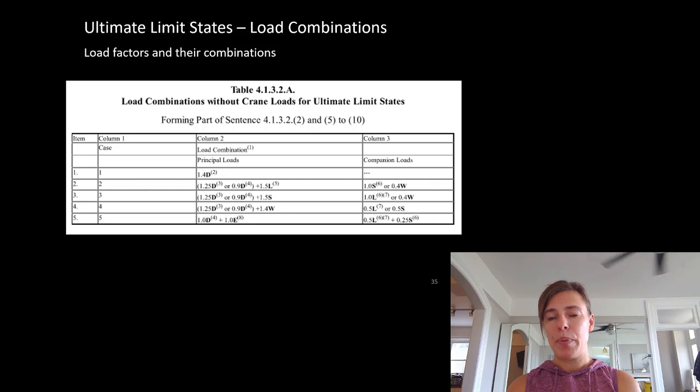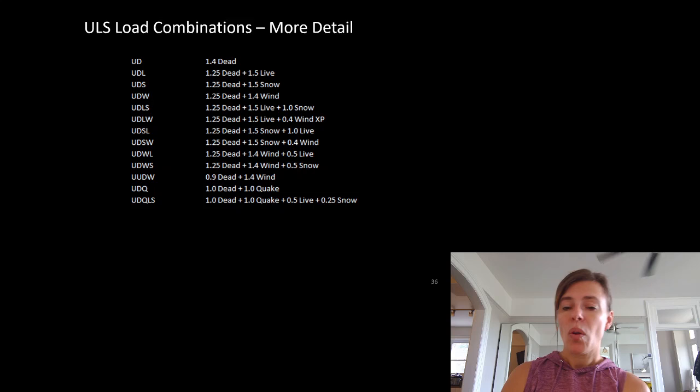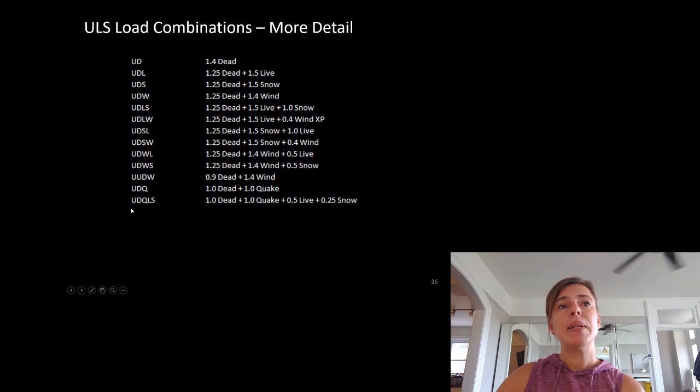So these start to really add up. Keeping track of things becomes the really hard thing to do. So how do we keep track of these? Having a good nomenclature system is really handy. I like to use this system where I remind myself that the U means I'm talking about an ultimate limit states combination, and then I put the names of my loads here to help keep track of it.